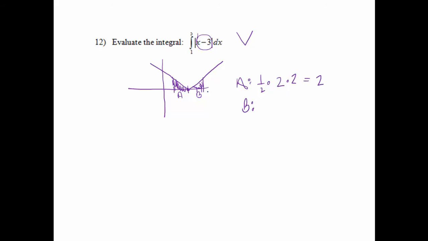And then for B, once again, 1/2. My base is again 2. And then my height is occurring at 5, so if I plug 5 into this absolute value, I once again get 2, and that area is also 2, so if I add those two areas together, I will get 4.